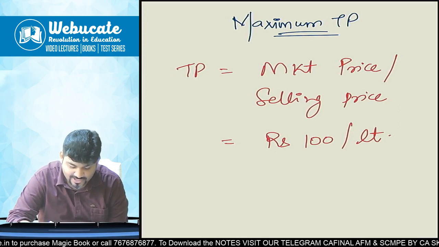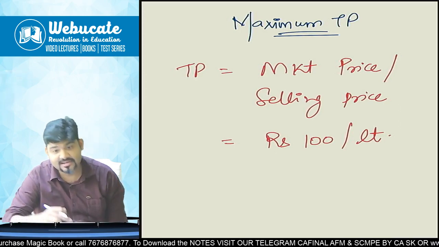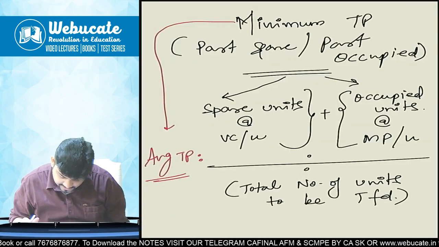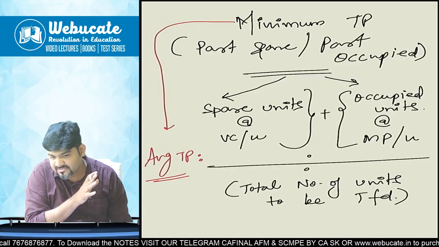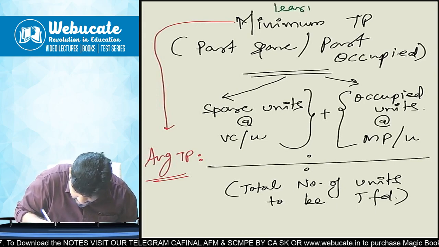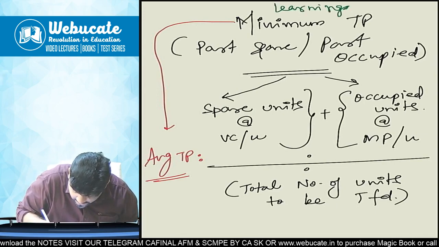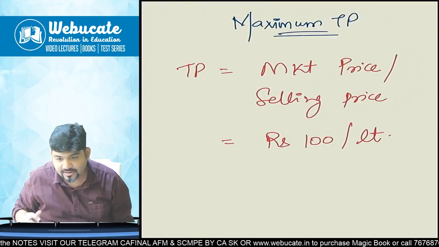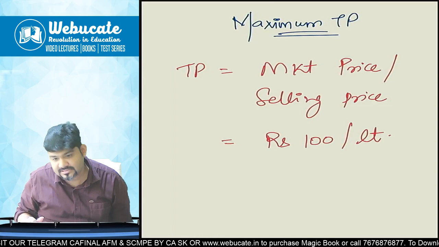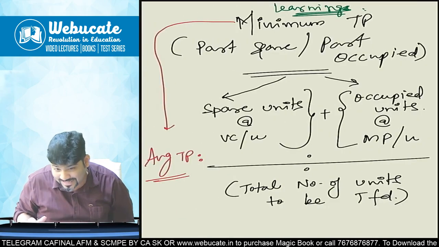Now we come to case 3. So what is the learning? Can I say minimum transfer price? This is the learning. Maximum transfer price, this is the learning for case 2.